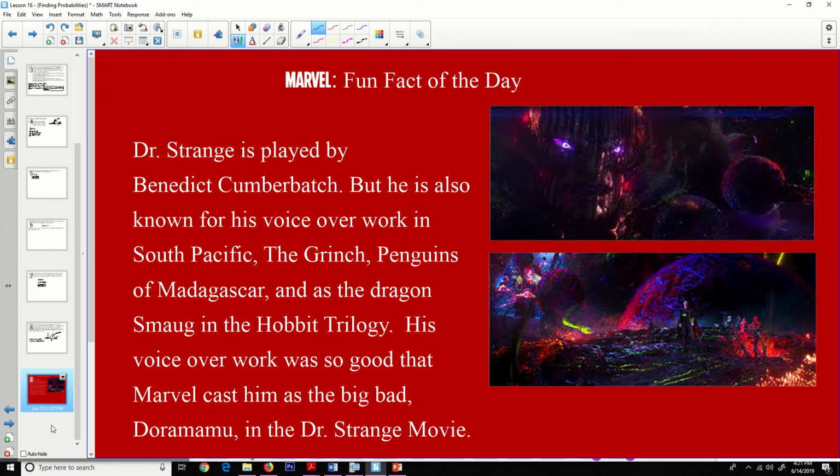Today's Marvel fun fact of the day: Doctor Strange is played by Benedict Cumberbatch, but he's also known for his voiceover work. In South Pacific, he was the Grinch. He was in Penguins of Madagascar. He's also the dragon Smaug in the Hobbit trilogy. His voiceover work was so good that Marvel cast him as the big bad Dormammu in the Doctor Strange movie, in which he held the titular role.